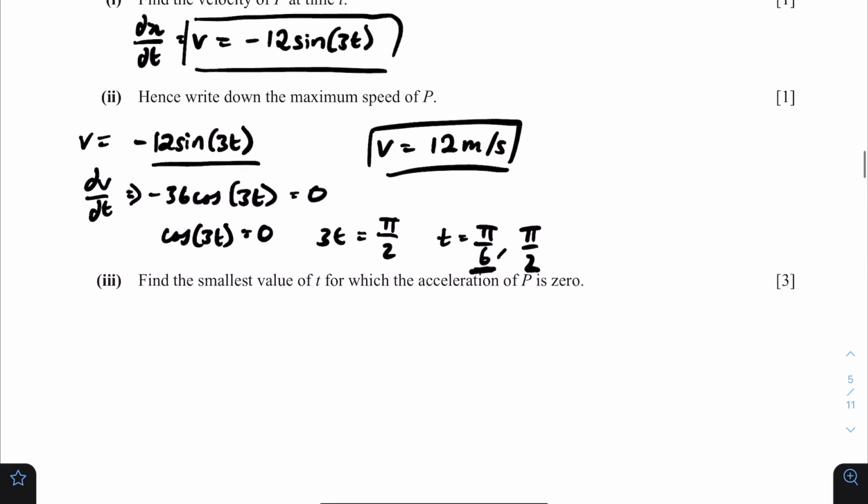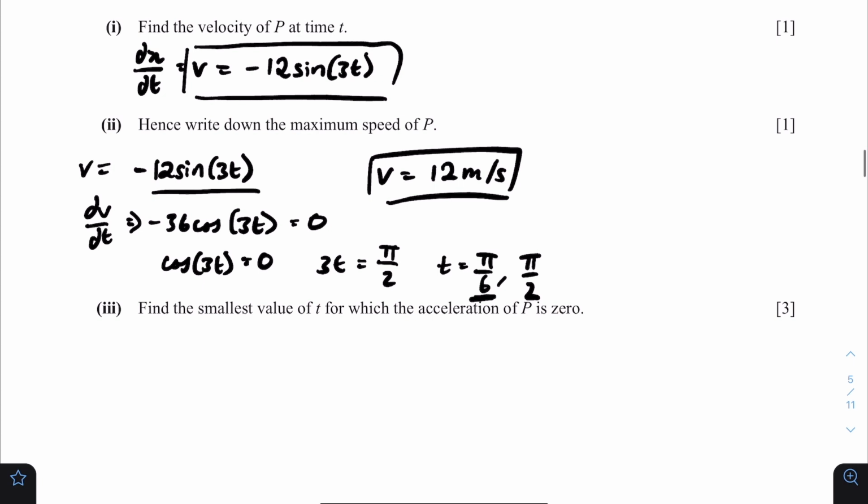Find the smallest value of t for which the acceleration of p is 0. So what we can do is differentiate. We've already done that. We know that the acceleration, which is equal to dv over dt, is equal to negative 36 cos 3t. So it's asking for the smallest value of t for which the acceleration of p is 0. So we're just going to set this to 0.